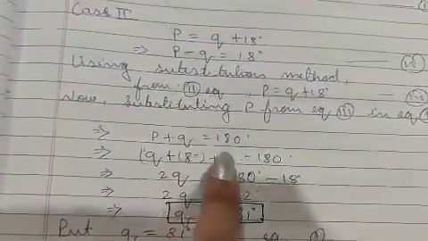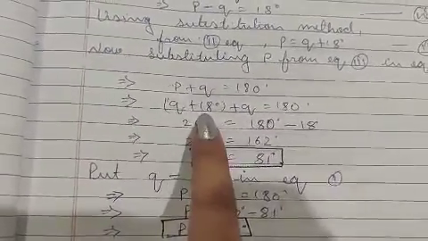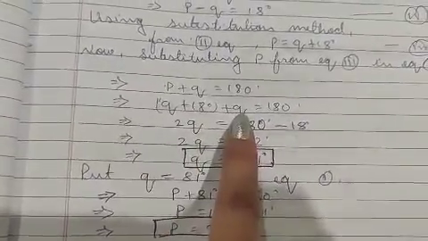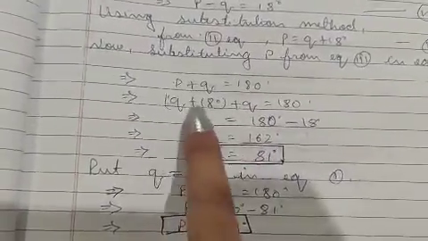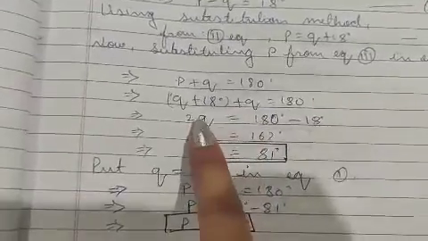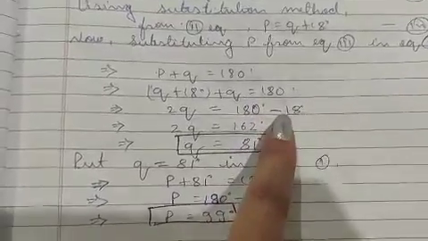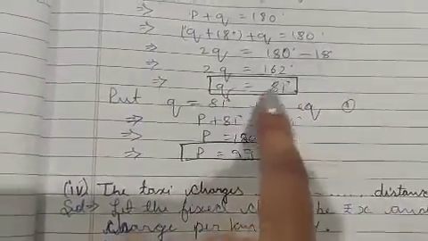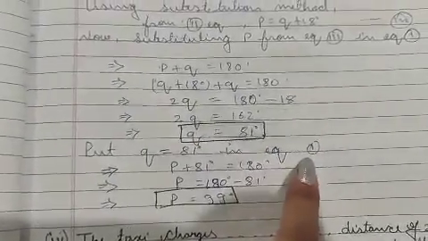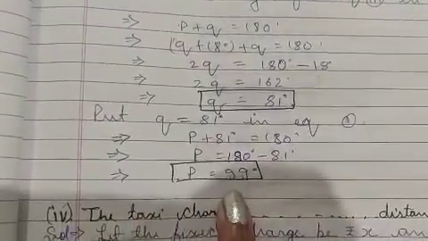P plus Q is equal to 180 is the first equation. Now P is Q plus 18 degrees, so Q plus 18 degrees plus Q is equal to 180. Q plus Q are like terms. There is nothing much in opening the bracket because after the bracket there is an addition sign. So 2Q is equal to 180 minus 18 degrees, since the 18 degrees is transposed and becomes negative. So 2Q is equal to 162 degrees, so Q is equal to 81 degrees. Now we put this value of Q in equation 1 or equation 3. P plus Q is 180, so P is 99 degrees.